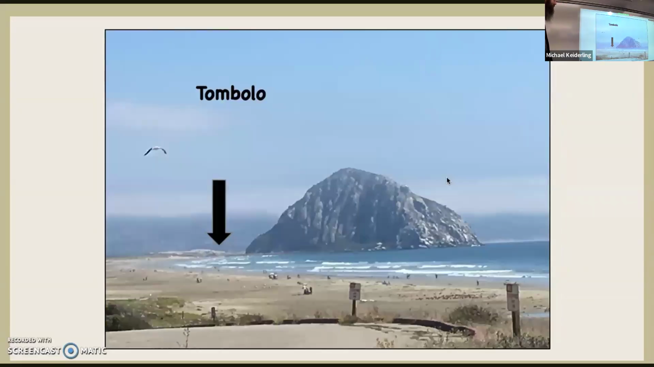Then you can see that black arrow is pointing at a tombolo. The tombolo is the beach that's connecting this sea stack, Morro Rock right there. It's connecting it to the shoreline. Otherwise, this would be an exclusive island out here. But this beach stretches out and connects Morro Rock, which is a sea stack, to the shoreline. The beach is the tombolo.